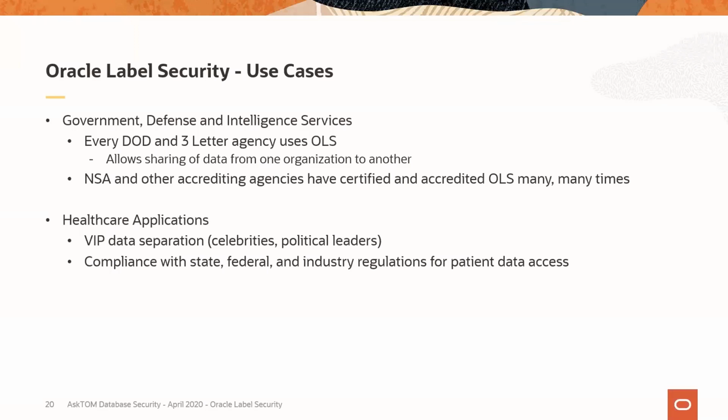In the world of healthcare, data access is a big deal. Who can see whose data in an organization, in a healthcare provider. VIP data separation: instead of just auditing and saying, oh, you shouldn't have looked at that celebrity data, you can actually block that with label security. You've seen news releases of information about a celebrity in a hospital, and it's a very sensitive subject for hospitals, and label security can block that access and only allow authorized users to see the VIP data.